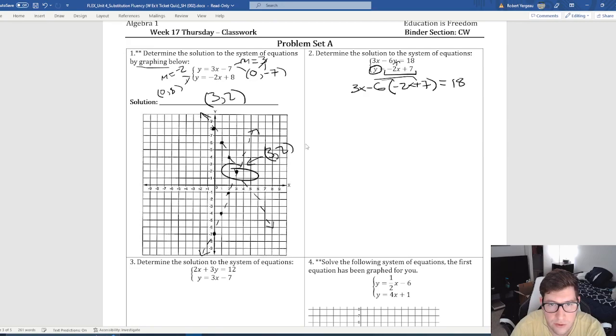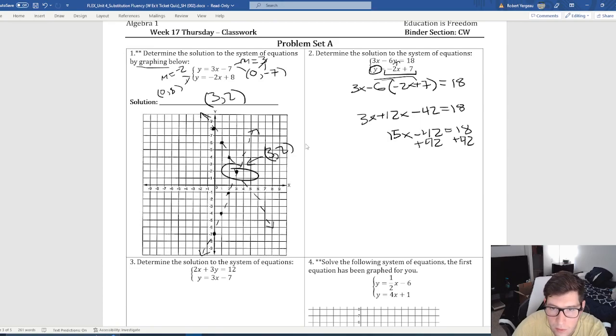From here I have to distribute, and so I have 3x plus 12x minus 42 is equal to 18. I'm going to go ahead and combine my like terms. 15x minus 42 is equal to 18. Add 42 to both sides. 15x is equal to 60. Divide by 15. X is equal to 4.